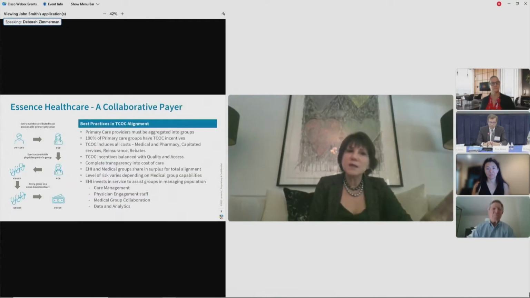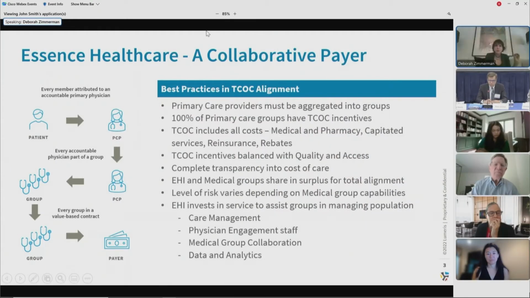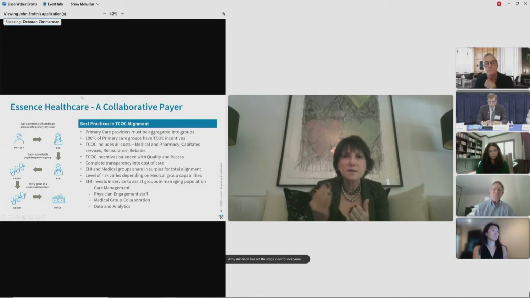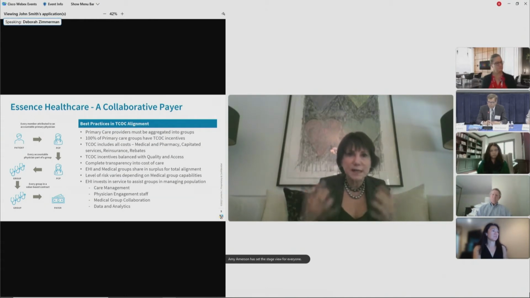I already described on the left-hand side our model. Our model is every patient is in accountable primary care, or accountable primary care is in a group, and every group is in a value-based contract. All of them, 100%, have total cost of care incentives balanced with quality and access. Complete transparency. The payer and the physician groups are totally aligned. Everything is included in that contract, and they understand exactly how it works.